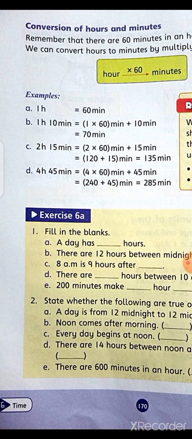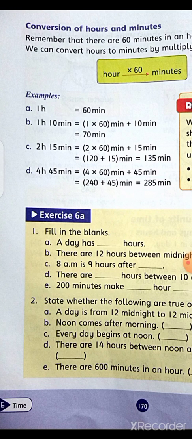1 hour 10 minutes means 1 hour plus 10 minutes. 1 hour means 1 multiplied by 60. We have converted this 1 hour into minutes: 1 multiplied by 60 plus 10 minutes. So 1 multiplied by 60 means 60 minutes, plus 10 minutes is equal to, very good, 70 minutes.